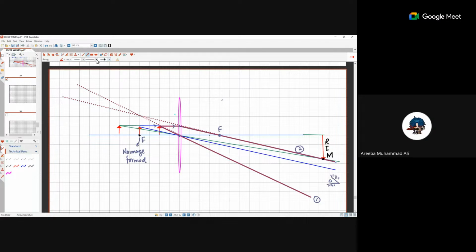Yeah. Okay, so at this point, you have the image in this way. Am I right? Isn't it bigger one? Yeah. So that is why this image is basically virtual, because you have drawn the lines virtual, upright, and magnified.